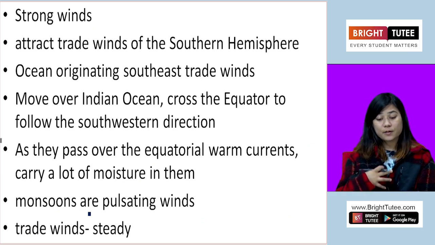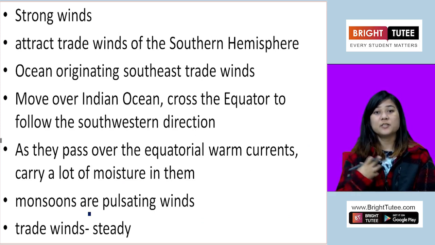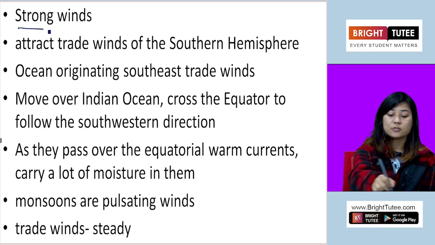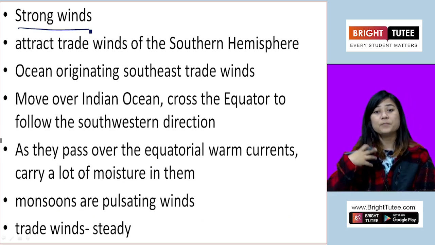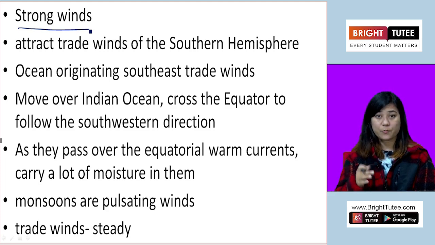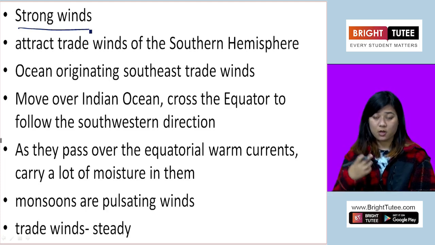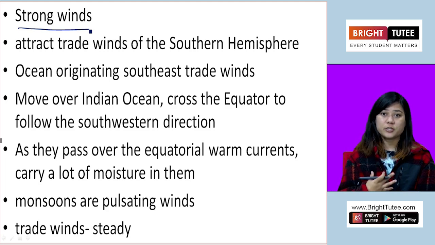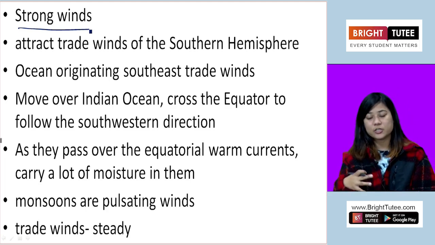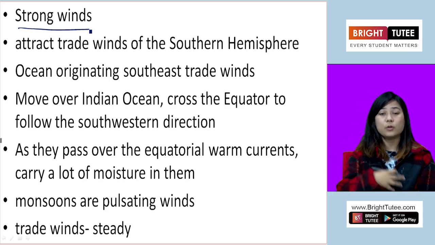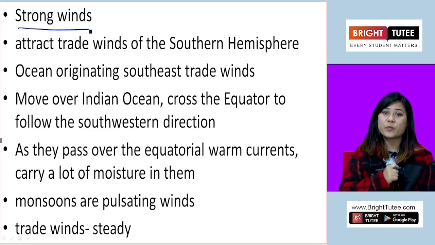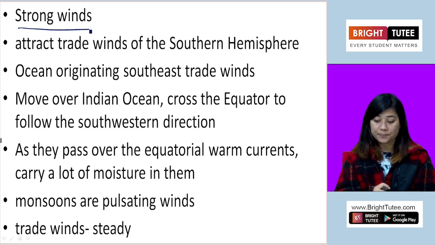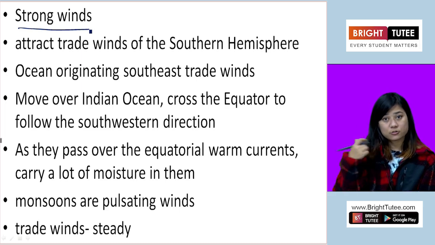Now this development of low pressure attracts strong winds. The wind blows from high to low. When there is a development of a low pressure area in any region, it begins to attract wind from the high pressure area. So it attracts strong winds.